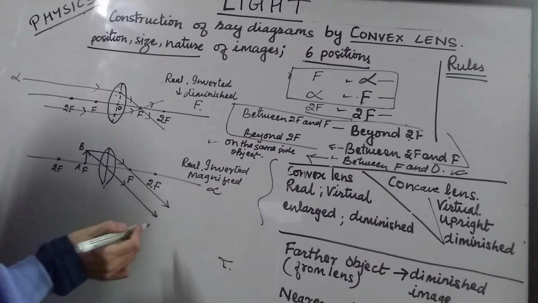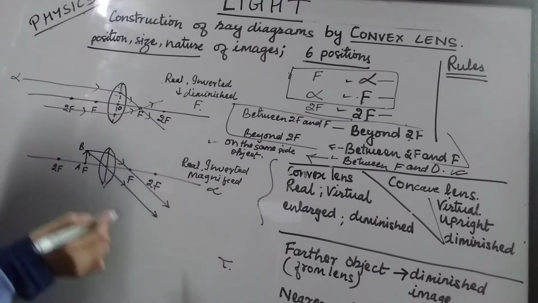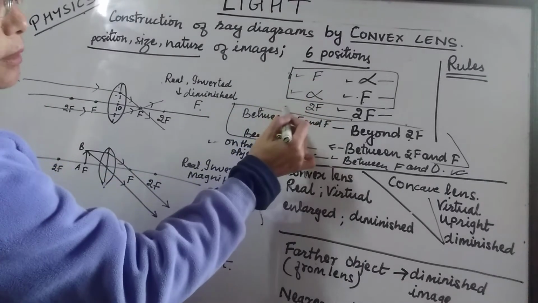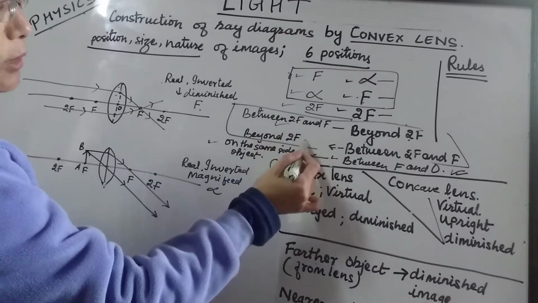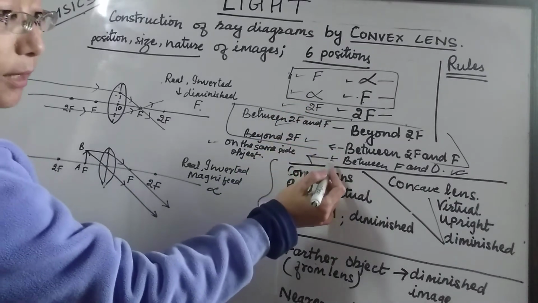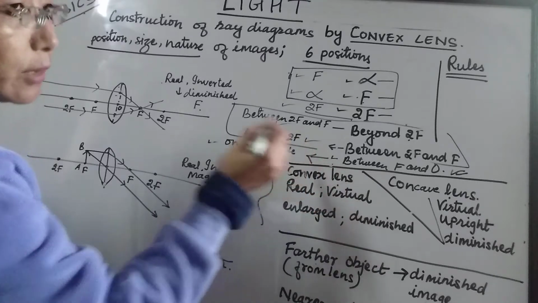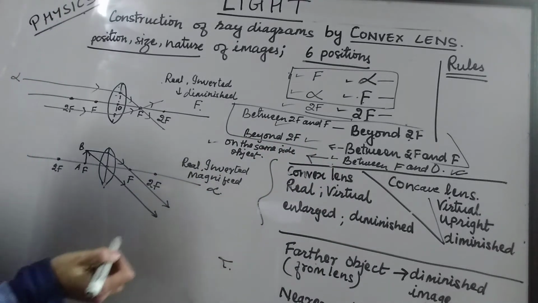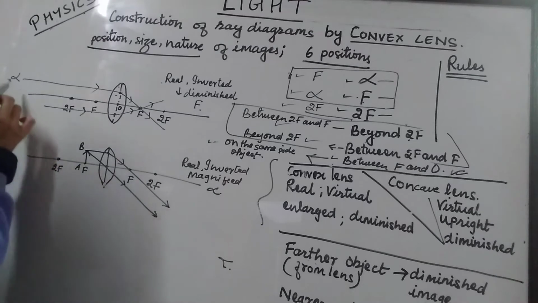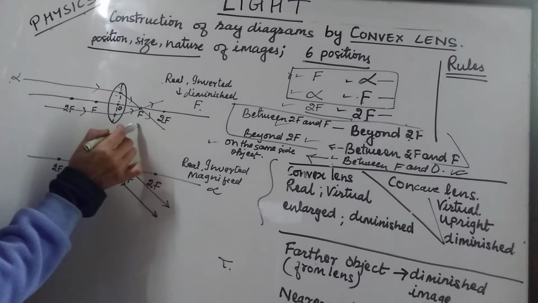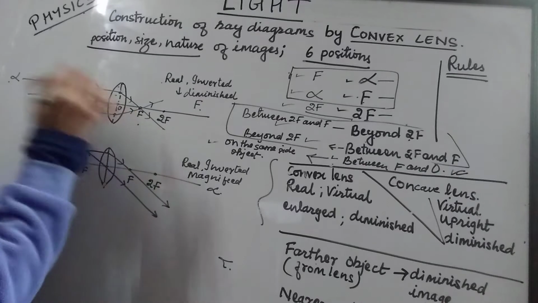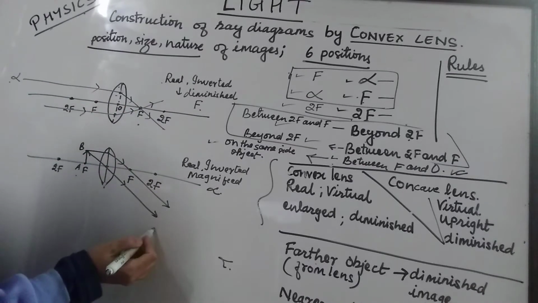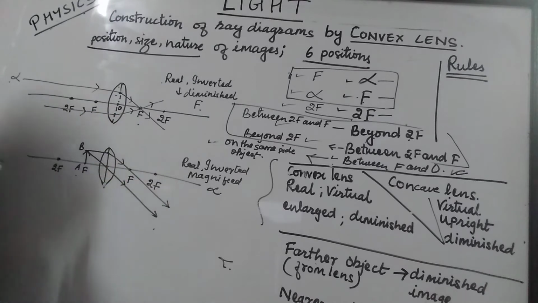And up to these 5 positions, the image is always real inverted. Only the last position will be virtual erect, only the last position. So this way: object at infinity, image at F; object at F, image at infinity. So these two we have done, right?